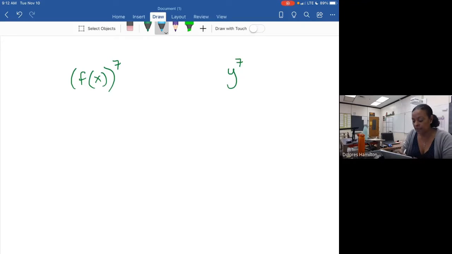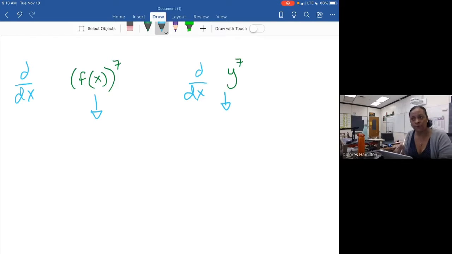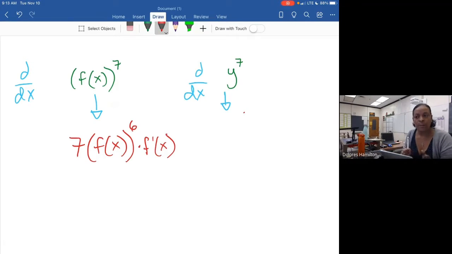You'll notice here, I've written f of x raised to the 7th, and to the right, we have y raised to the 7th. We are treating y the same way we would treat that f of x. So if we were asked to derive both of those implicitly with respect to x, it would look like this. We bring the 7 down, multiply that by f of x, now to the 6th power, times f prime.